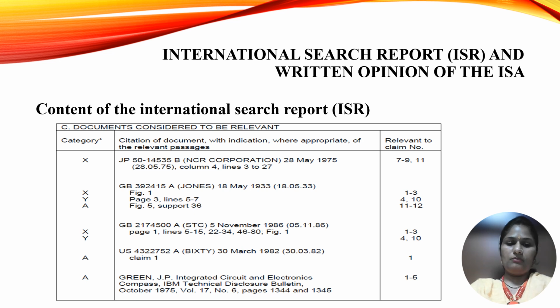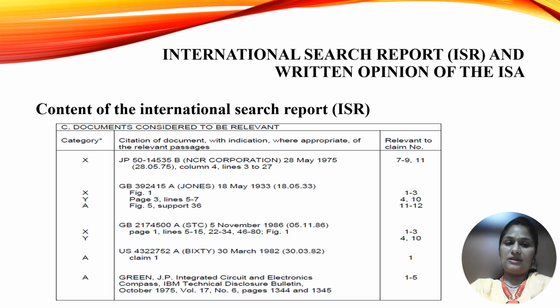Majorly we distinguish the category of the document in these subscripts: X, Y, and A. After the category is defined, there is the citation of the document with indication, where appropriate, of the relevant passages. So under the X category you cite the paper, and what exactly is matching with your particular description or claim in your patent document.